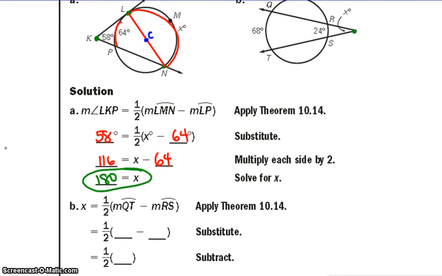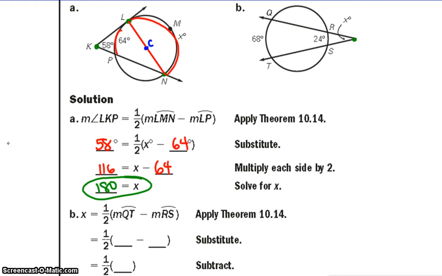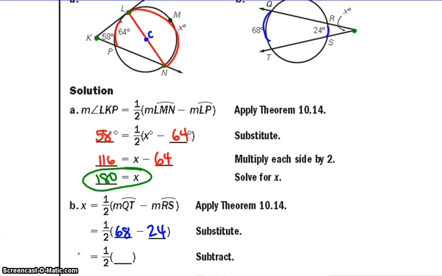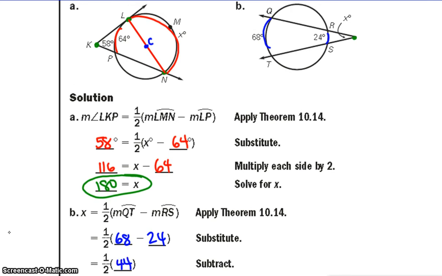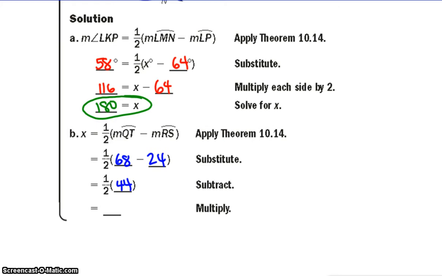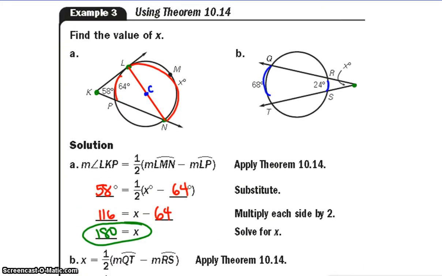Alright, so scrolling down a little bit so that we can see part B. We'll have to go kind of up and down here to make sure we got everything. Now angle X is what we're looking for here. So it's big arc minus little arc divided by 2. So 68 minus 24, and then multiplied by 1/2 or divided by 2. Alright, so if I subtract 68 and 24, I get 44 degrees, and then multiplying by 1/2 gives me 22 degrees for the angle in this picture. So up here, this angle right here is 22 degrees.